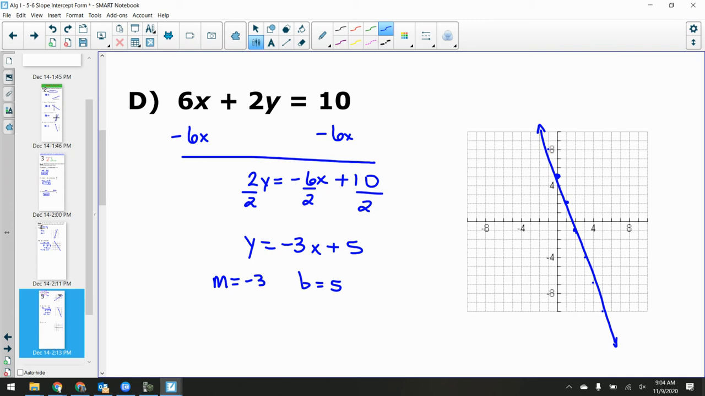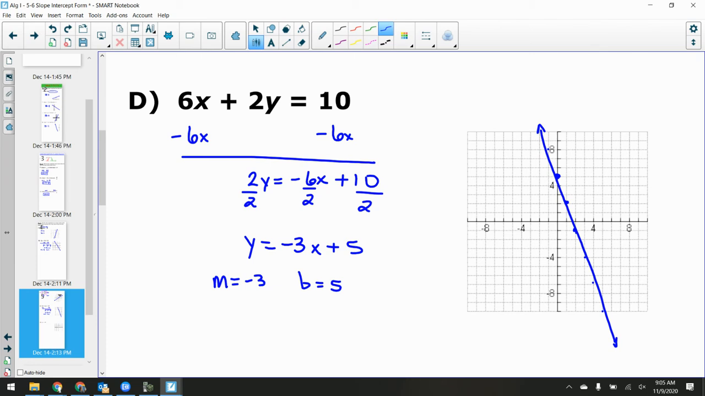Questions about that? Again, double check. Is your slope the correct way? Is it negative or positive? Then go accordingly. Should this go down to the right? Yes? Wouldn't it go over 5?